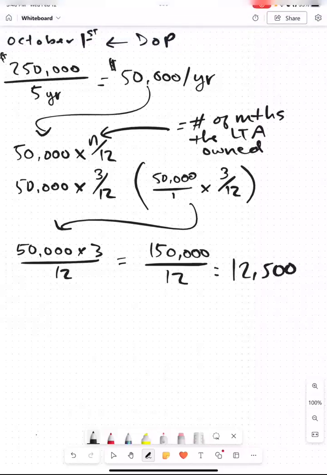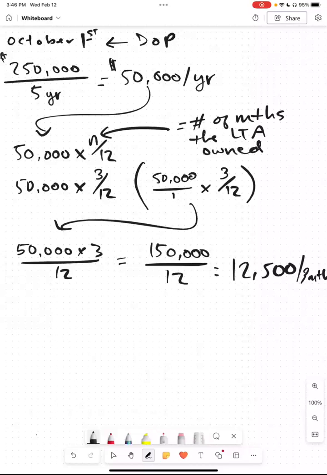$12,500 is what we have for our depreciation for 3 months. This is partial year depreciation. You will also be calculating this on your exam.